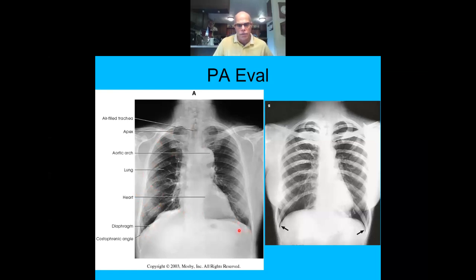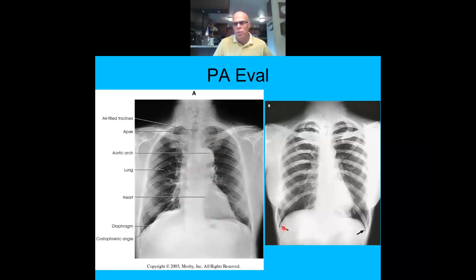You can see the diaphragm. There's your costophrenic angle. Here's the other one. There's your tiny little gastric bubble. This is the heart. All of this is the heart right here. There's your aortic knob. This is the heart.